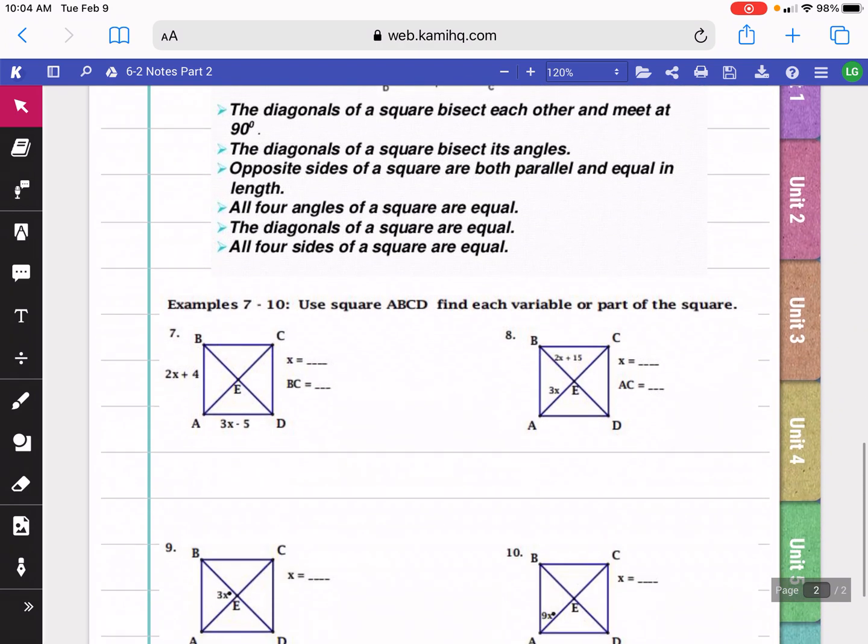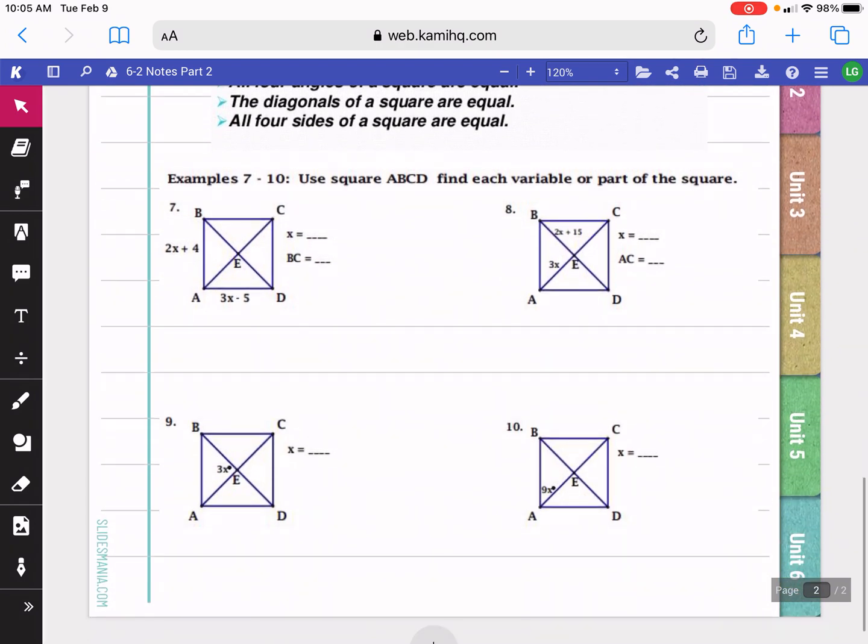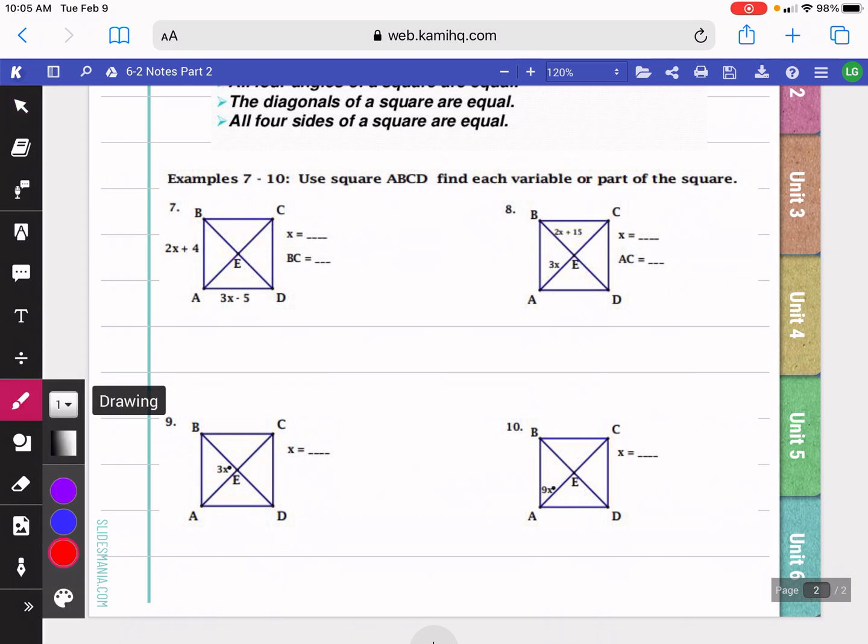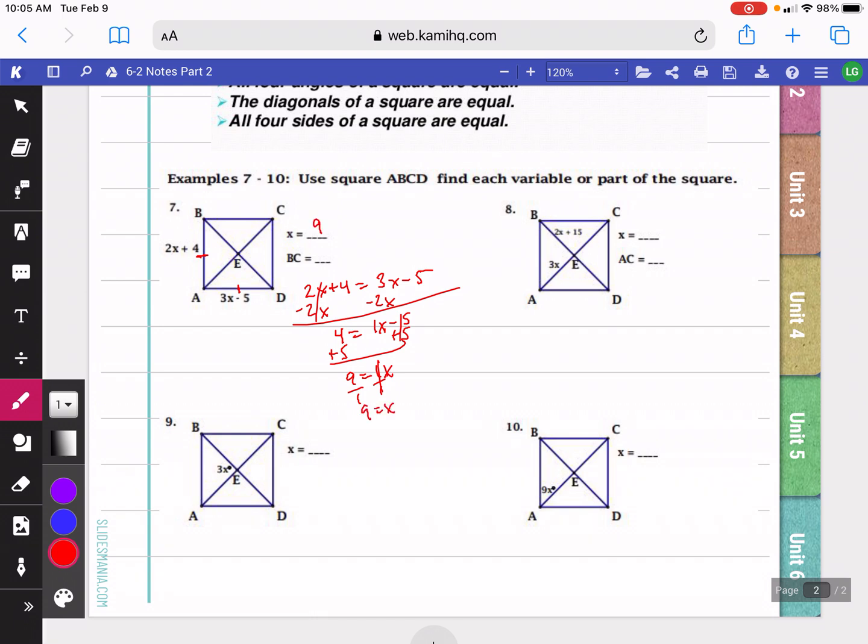So here we're going to use what we know about squares to answer some questions. In this picture, they gave us two sides. So here we could mark this side and this side as congruent. So I could say 2x plus 4 equals 3x minus 5. And I could use that equation to then solve for x. So my answer for x is 9.